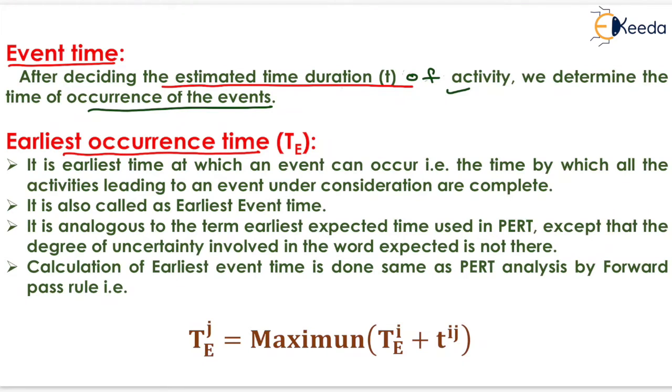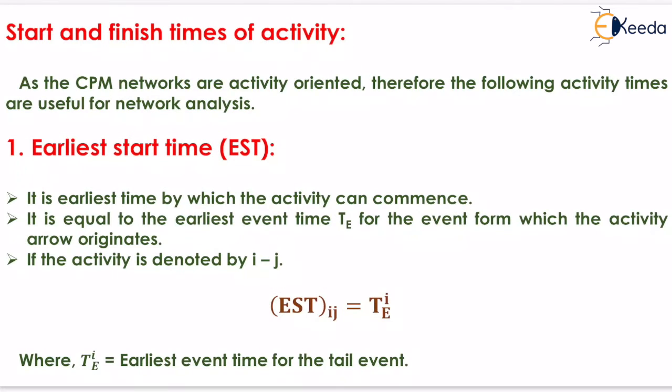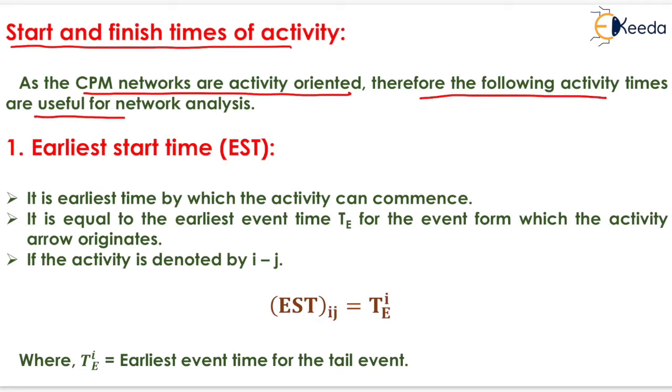It is same as that of the case of PERT, that is the maximum of TEI plus TEIJ, that is the activity duration. Now latest allowable occurrence time is also same as that of PERT, that is minimum of TLJ minus TEIJ. Now we have to find the start and finish time of activity.